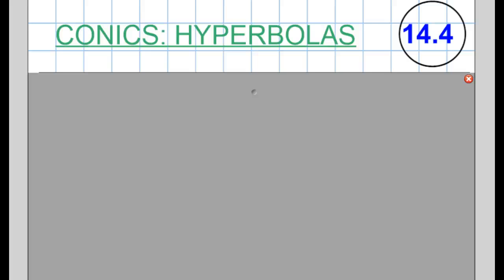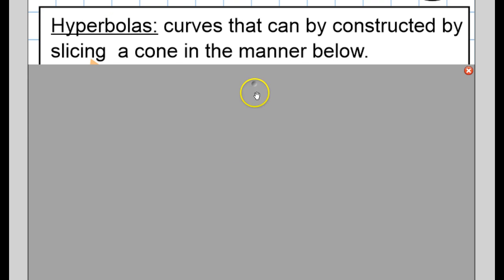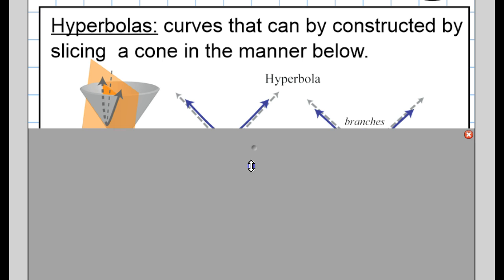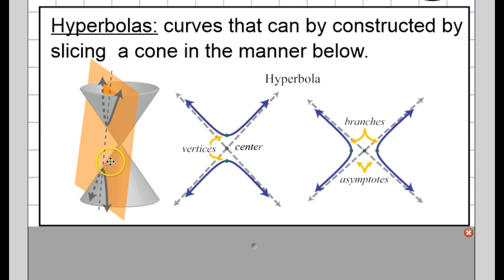All right, class, this is Miss Riggins with today's message on another section of conic sections, which is hyperbola and plural hyperbolas, from section 14.4. If you remember from previous videos, a hyperbola is a curve that can be constructed by slicing a cone in a special manner. Unlike the slicing that produces a circle or an ellipse, this slicing is a vertical slicing, and it cuts into both pieces of a two by two cone structure.